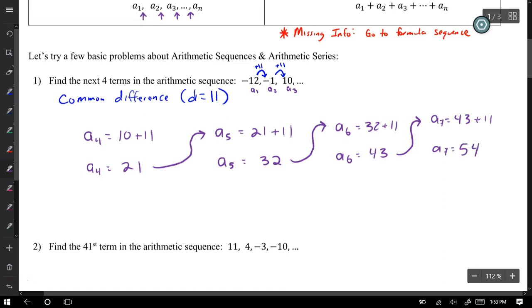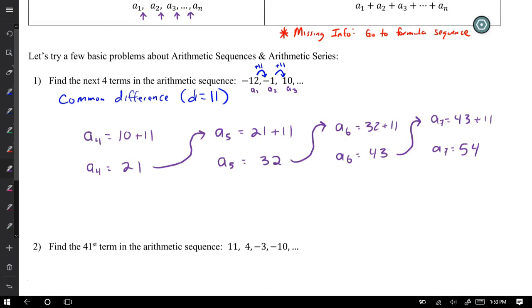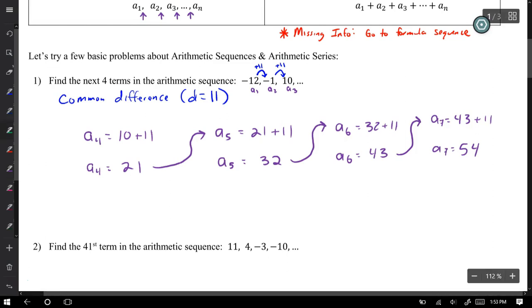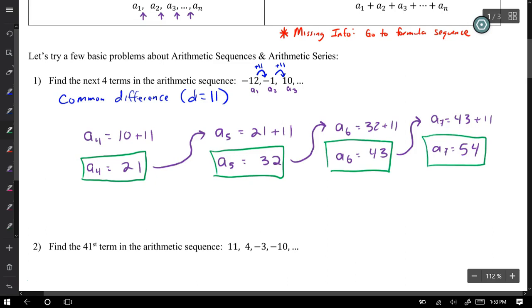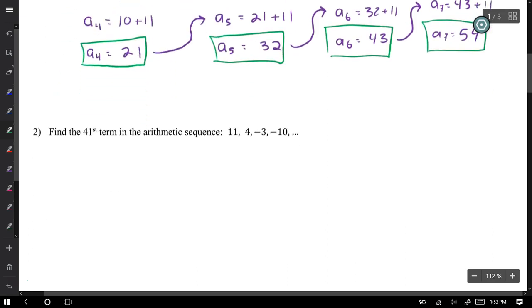And so that is really how we find the next four terms. Notice the labeling, and when it comes to this chapter, the labeling is going to be extremely important. If I want to know the next four terms, I want to know what term numbers they are as well. Find the 41st term. So what this means is a couple things. We're trying to find, and as a label, the 41st term is a sub 41, the 41st term of the arithmetic sequence. And what that tells us is n is 41.